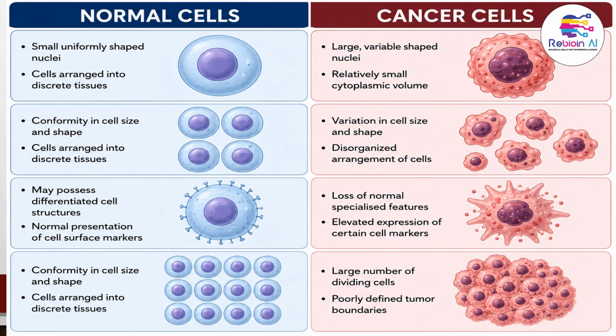In bioinformatics, we compare gene expression between normal cells and cancer cells. This helps us identify genes that are either upregulated or downregulated. Upregulated means more active, and downregulated means less active in cancer. These genes can be used as biomarkers or potential targets for treatment.